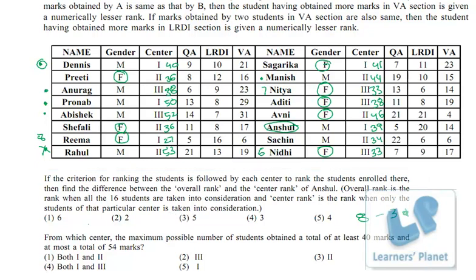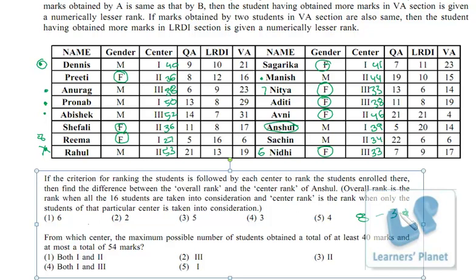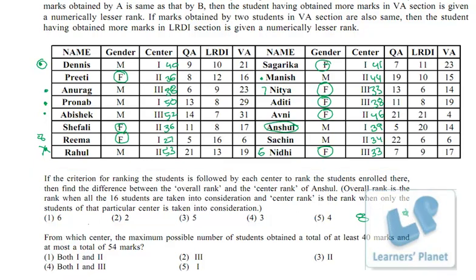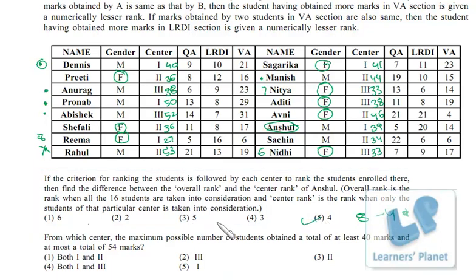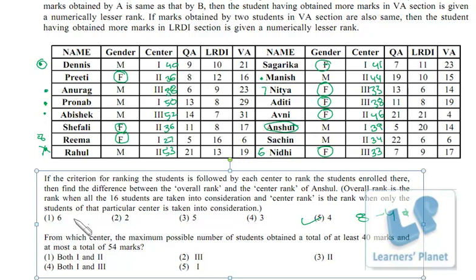I'm sorry, this is 3 out of total students. Total students from center 1 is 1, 2, 3, 4, 5, right? Out of these 5 students, 3 students have got more marks than Anshul. So Anshul is actually 4th rank, right? So 8 minus 4, answer must be 4. Difference between his rankings is 8 minus 4, 4. Okay.